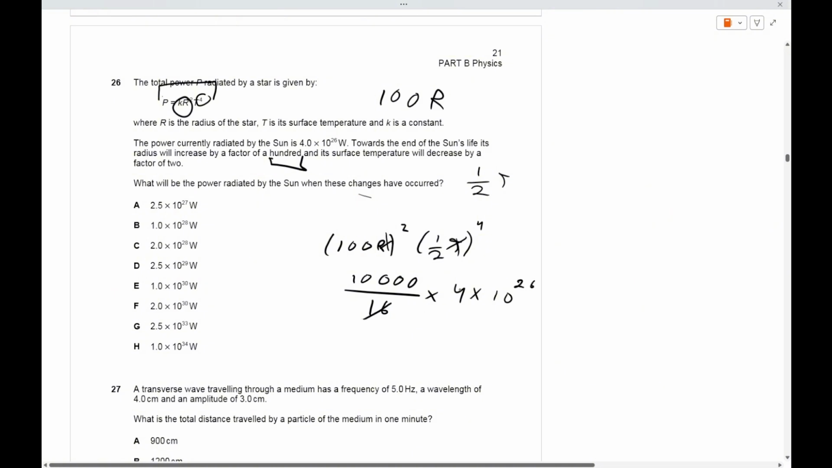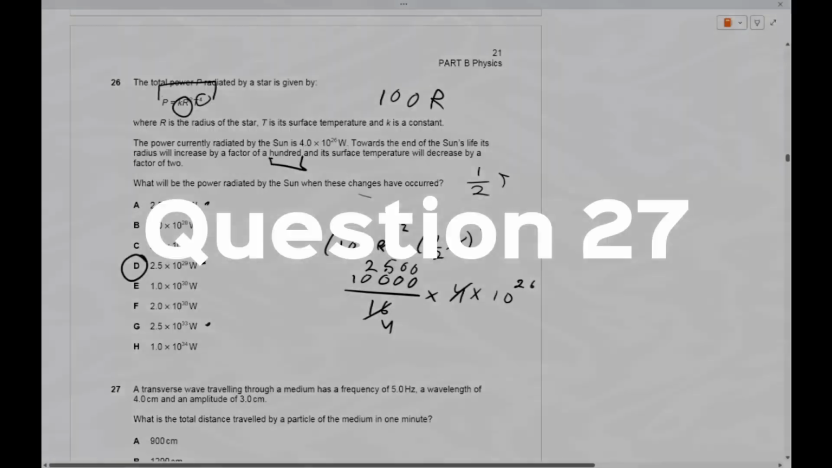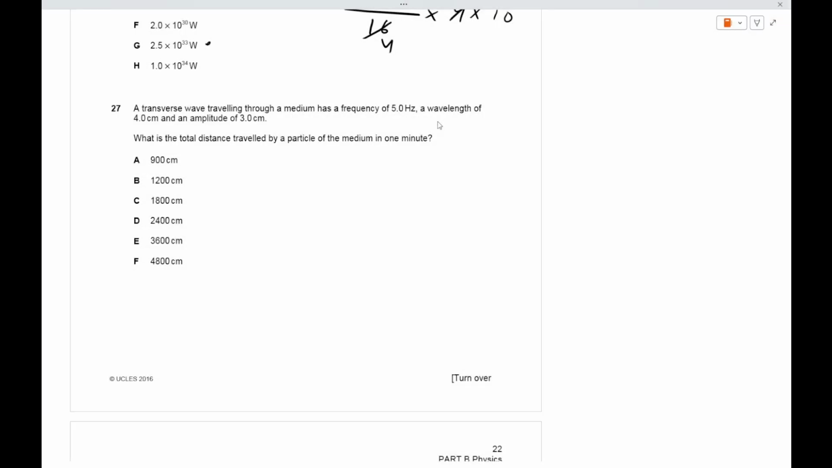So first thing you can do this. It's 4 now. Then you divide 10,000 by 4, which of course is just 2,500. So in that case, you have 2,500 times 10 to the power of 26. In that case, you know that it's going to be one of these. And we're going to have to add 3 to the power. So it's going to be 20. The power is going to be 29. The answer is D.